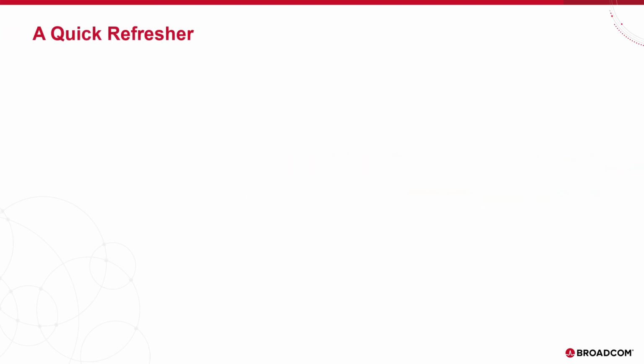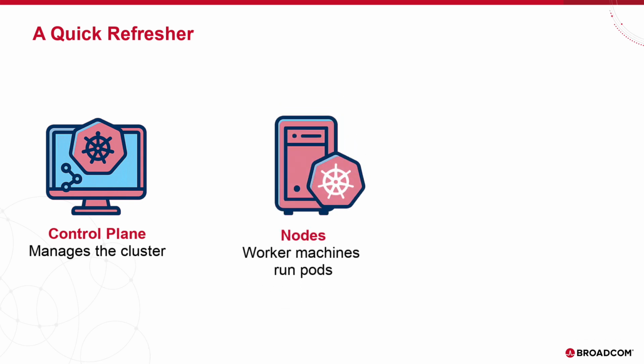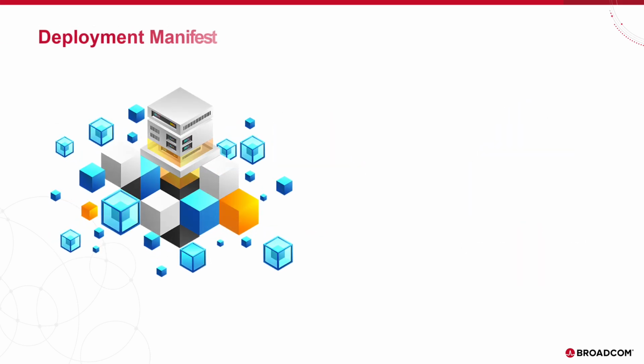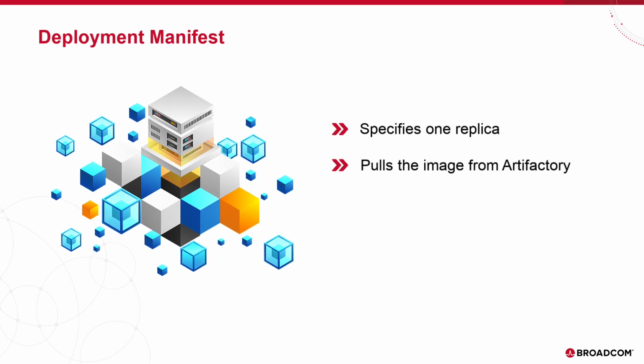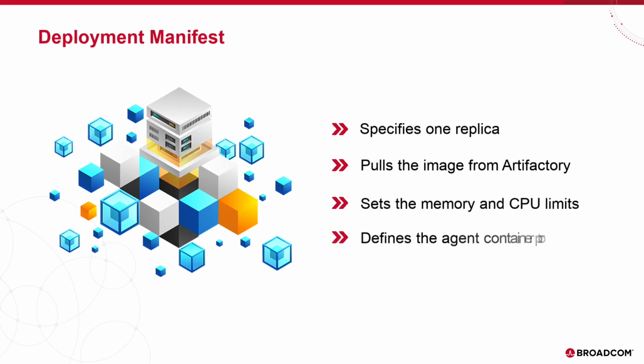With the image in Artifactory, we can deploy it into Kubernetes. A quick refresher. The control plane manages the cluster. Nodes, worker machines where pods run. Pods, the smallest deployable units, running one or more containers. Here's what the deployment manifest looks like. It specifies one replica, pulls the image from Artifactory, sets the memory and CPU limits, and defines the agent container port.